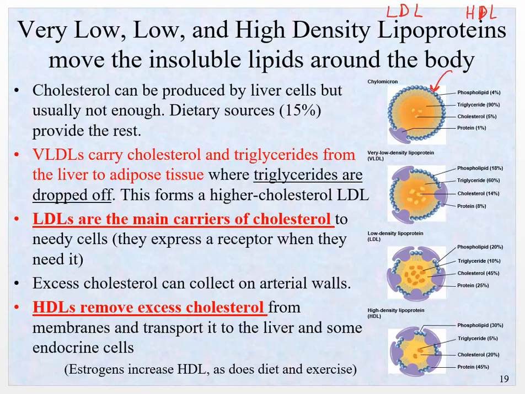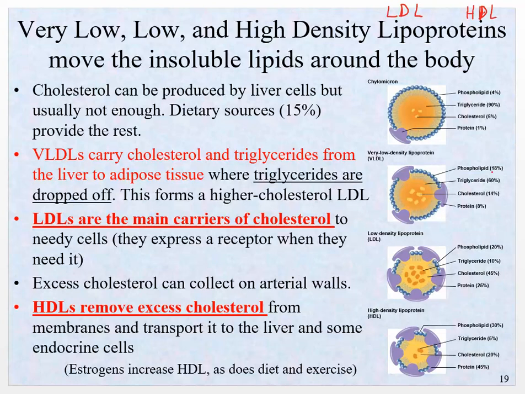When we eat these fats, we end up with something first of all, and these can be made by the liver as well. The liver, remember, can make fats and cholesterol. But VLDLs, very low density lipoproteins, are low density because they don't have a lot of protein. This is a VLDL down here. If we look at these amounts here, they do have a lot of triglycerides. Not so much cholesterol, only about 14% cholesterol, but very low density lipoproteins have a lot of triglycerides.